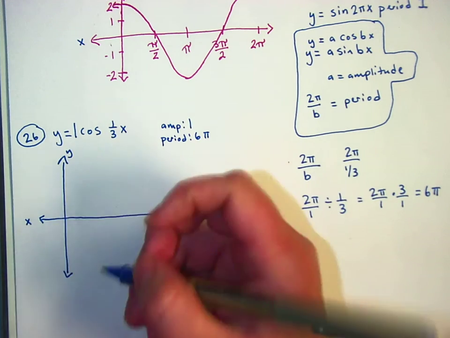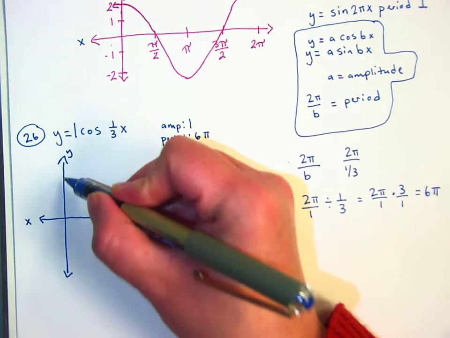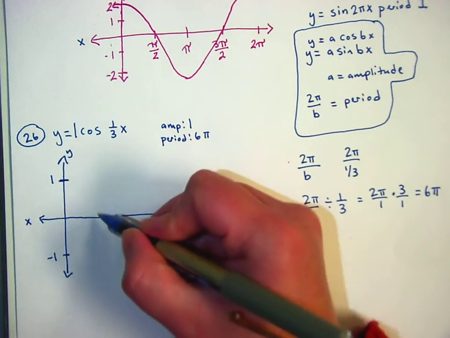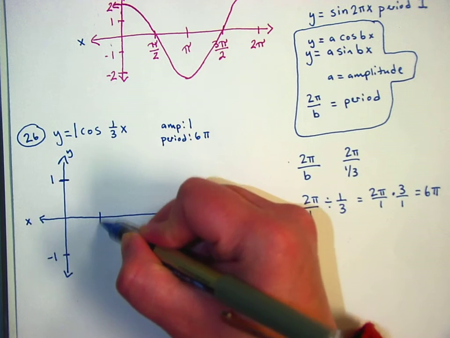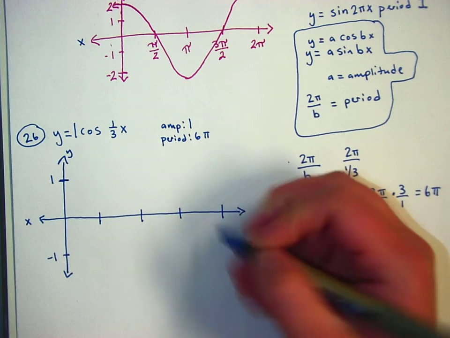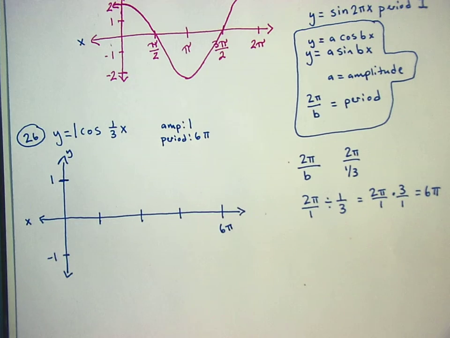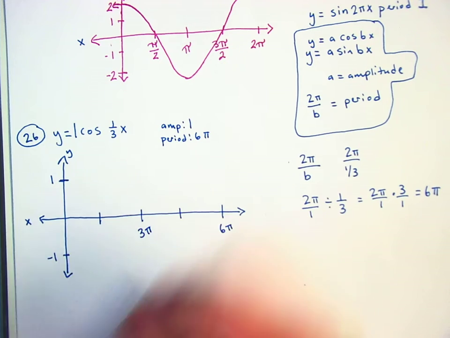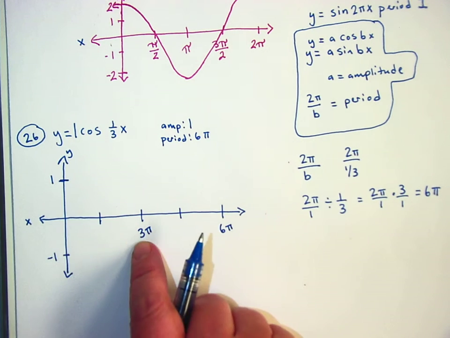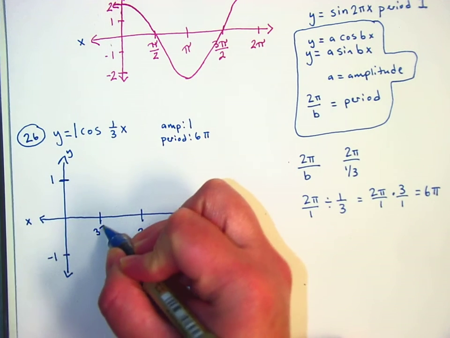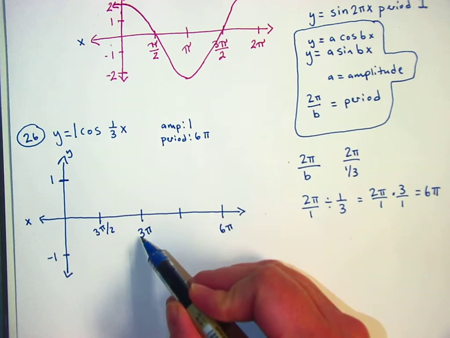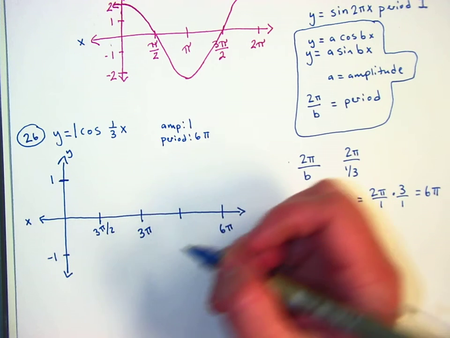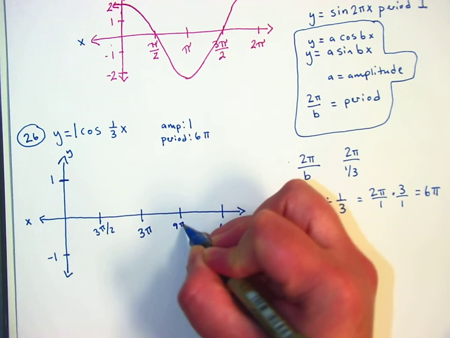Okay, now this is a little hard to do, so we've got to think about this. A cosine graph normally starts at 1 and goes down to -1. And then you need to make 4 marks: 1, 2, 3, 4. We know that one period ends at 6 pi, and it starts at 0. So the halfway point has to be 3 pi. And what's halfway between 0 and 3? 1.5, which is the same thing as 3 pi over 2. What's halfway between 3 and 6? 4.5. Let's see, 4.5 is the same thing as 9 pi over 2.